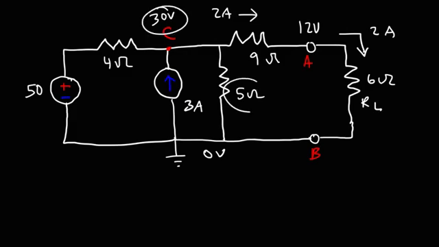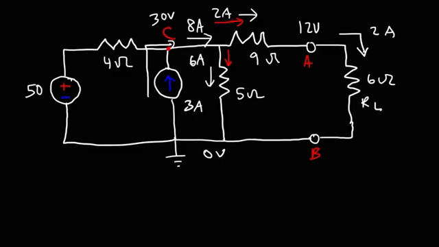Now 30 divided by 5 is 6. So we have a current of 6 amps flowing through the 5 ohm resistor. Now let's think about this. So we got 2 amps flowing in this direction, 6 going here. That means that there must be 8 amps of current that is flowing in that direction. Now we have a current source of 3 amps flowing in this direction. So 8 minus 3 is 5, which indicates that 5 amps of current is flowing through the 4 ohm resistor.